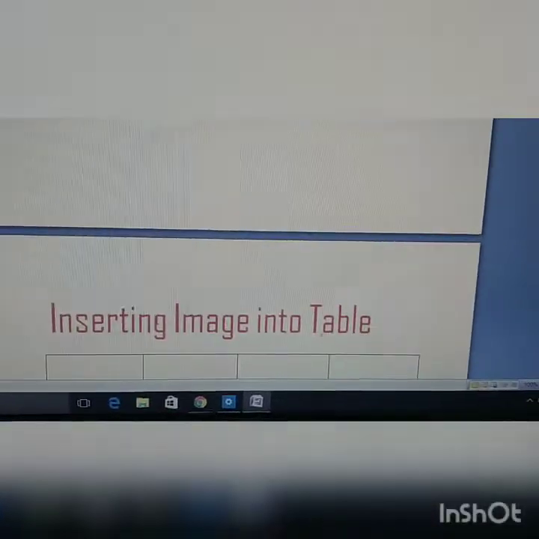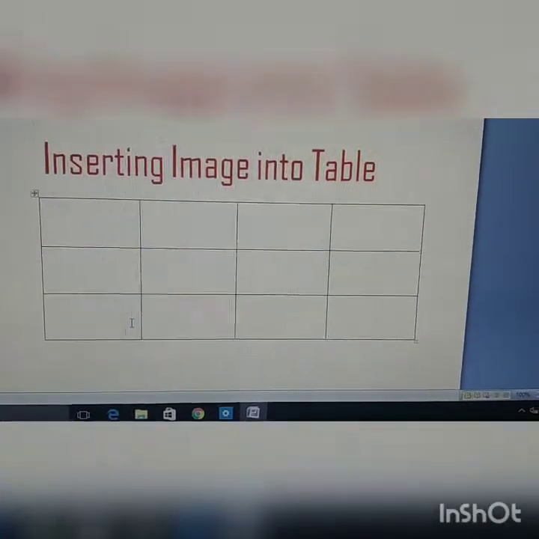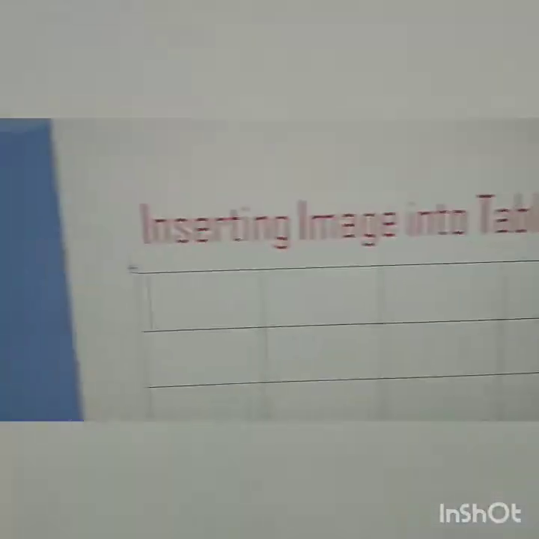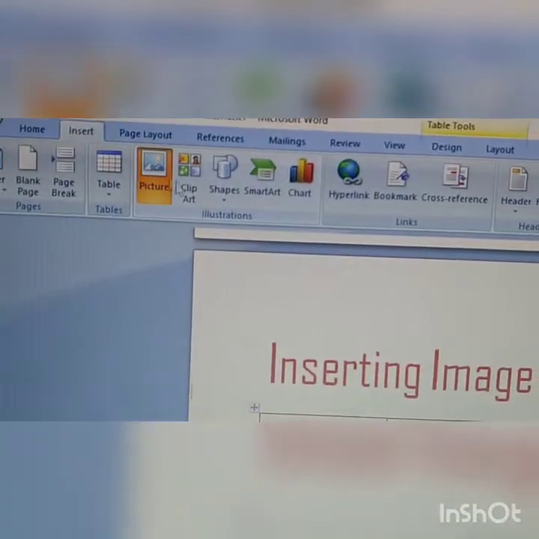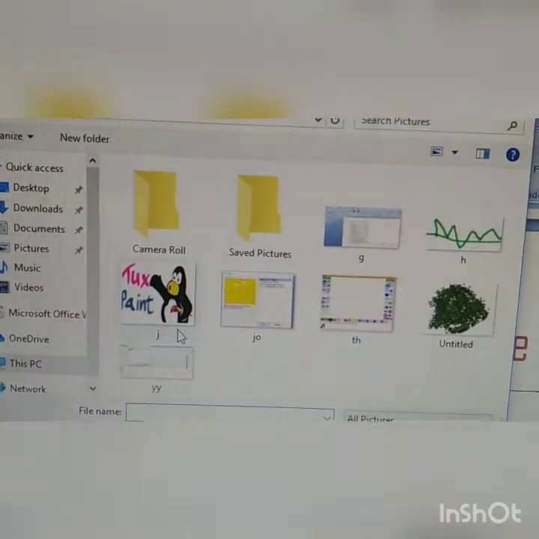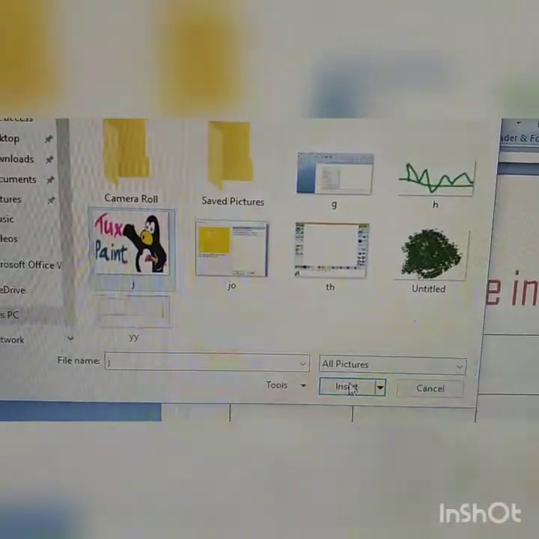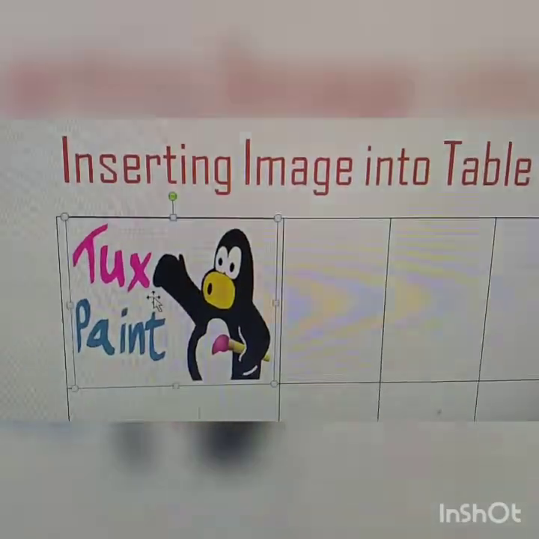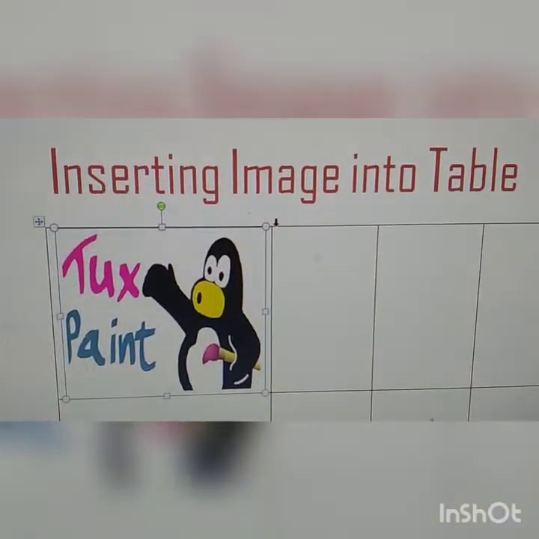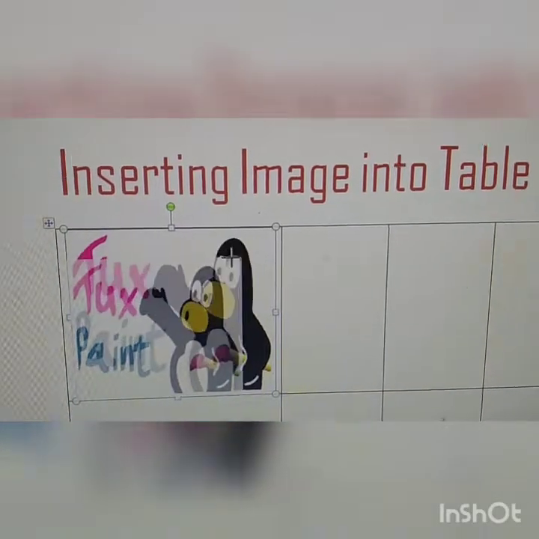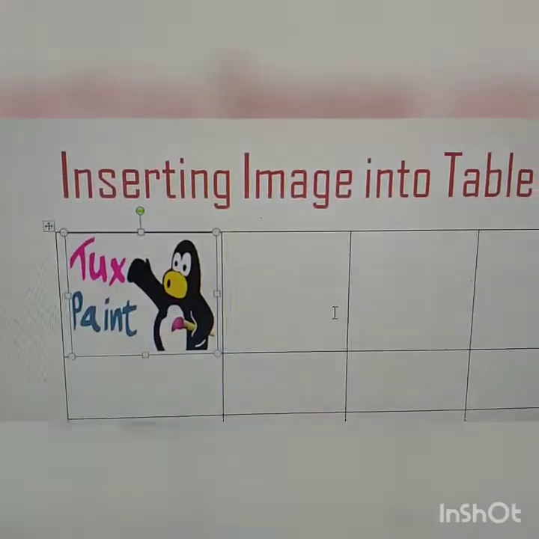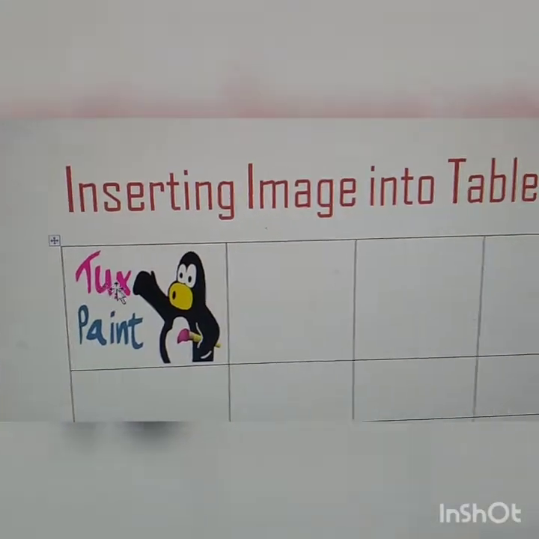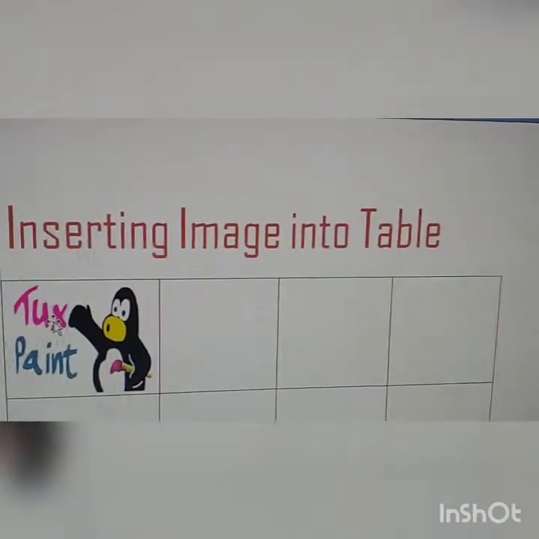Now we will see inserting image into the table. To insert image into the table, we use the insert tab and the picture and clip art option. Suppose when you select the picture and click on this, you can see image has been inserted to your cell. You can resize the image. You can change the size of the image according to your requirement. We have inserted this using the picture option.